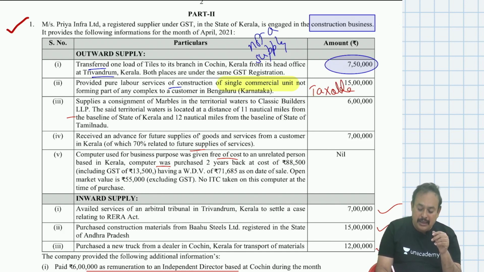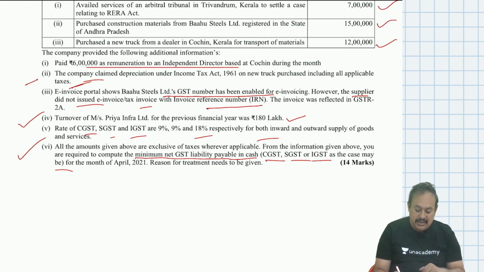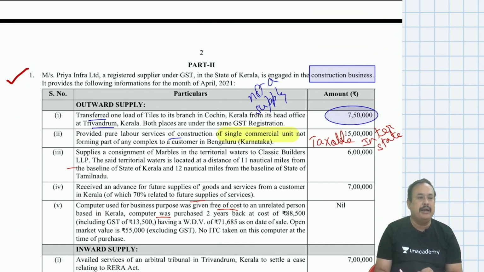What type of supply? Interstate. It is interstate, my dear. Interstate supply, liable to pay IGST at the rate of 18%. The GST rate of 18% will apply on such supply, as given here.